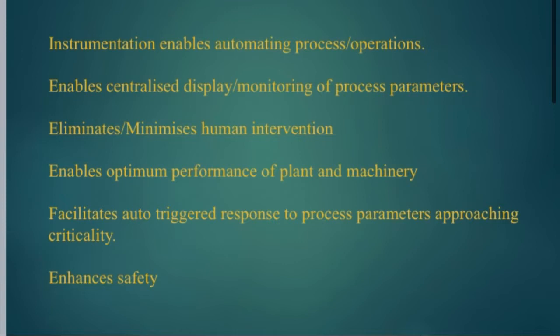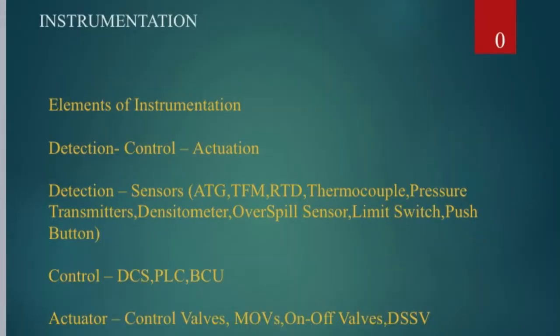It eliminates and minimizes human intervention and enables optimum performance of plant and machinery. It facilitates auto-triggered response to process parameters approaching criticality and it enhances safety. Elements of instrumentation are detection, control and actuation.